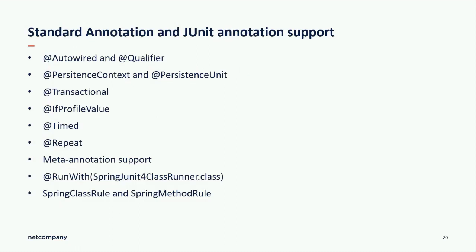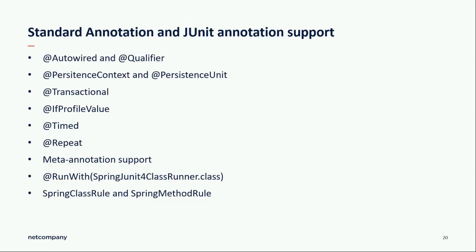Standard annotation and JUnit annotation support. As we talked about before, autowired, qualifier, and transactional are the standard things which are supported. Also some JUnit things like if profile value, timed, or repeat annotation can be used to do some additional stuff. One thing to remember is that all the annotations from Spring have meta-annotation support, so if you have some common configuration of annotations, you can create your own annotation and group them together.